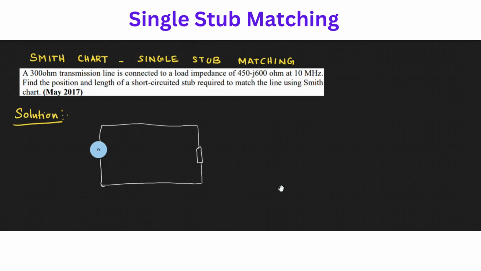Hello all, we are going to solve a problem on stub matching. The load is given in this problem as ZL is equal to 450 minus j600 and the characteristic impedance R naught is 300 ohms. The frequency of operation is given as 10 megahertz. Let's look into the theory first and then we can solve this with the help of Smith chart.